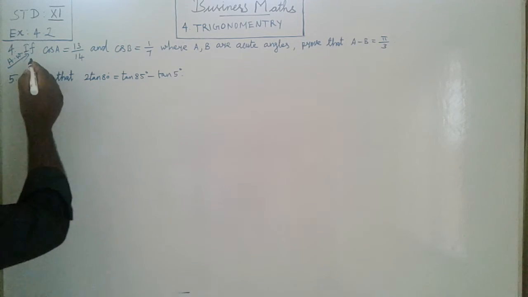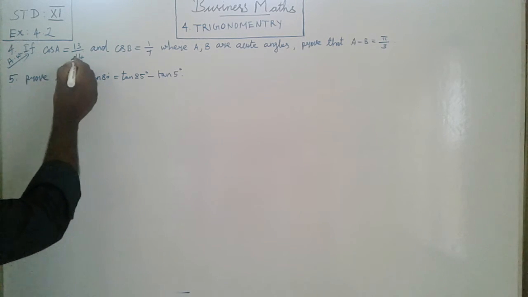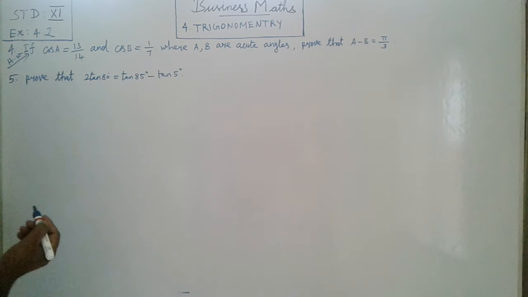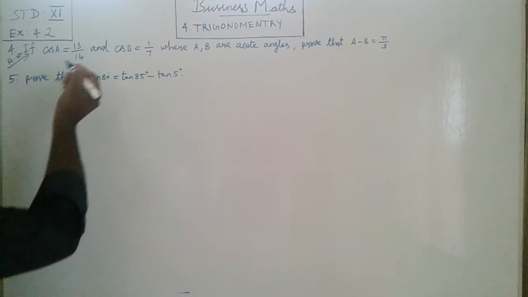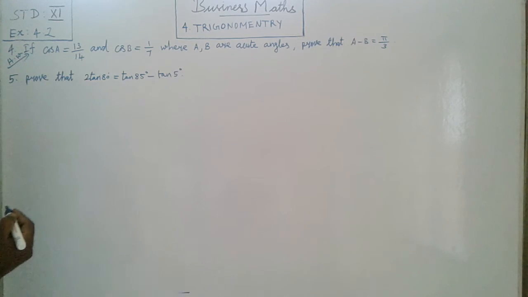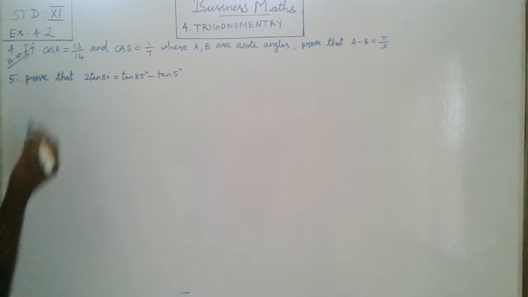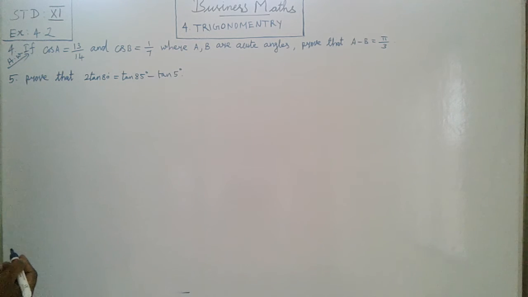Homework. If cos A equal to 13 divided by 14, and cos B equal to 1 by 7, where A, B are acute angles, prove that A minus B equal to pi by 3. This is the third sum model. Fourth sum is the homework. Next one, fifth sum. Prove that 2 tan 80 degree equal to tan 85 degree minus tan 5 degree.